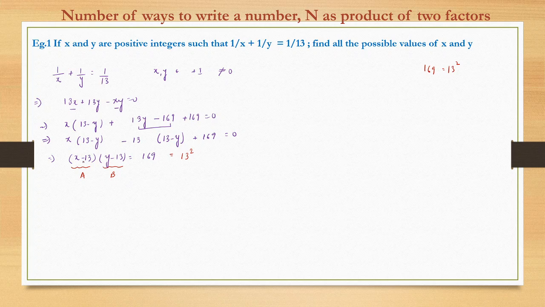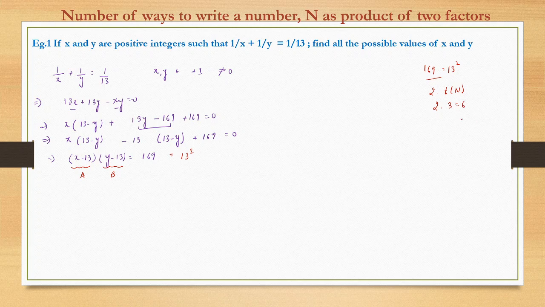Say, suppose if x is 1, a would be minus 12, and if y is 1, b is minus 12. So this can take a value of negative integer also. So the number of ways to write 169 as a product of two integers, as an ordered pair of integers, because we are concerned about x and y, is nothing but 2 times the number of factors of 13 squared, which is 2 times 3, which is 6.